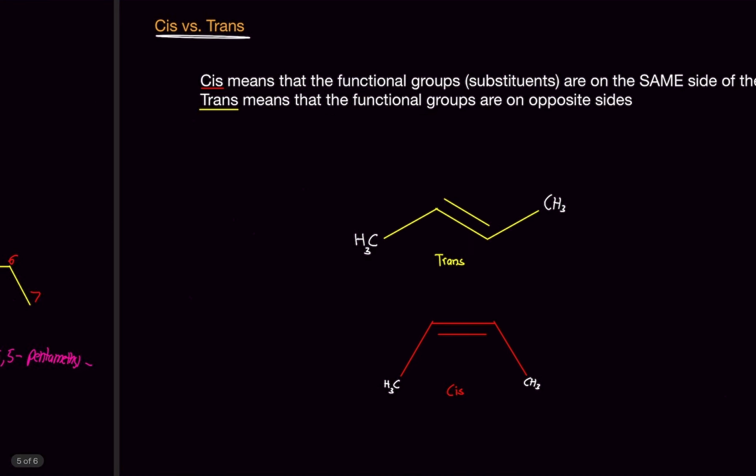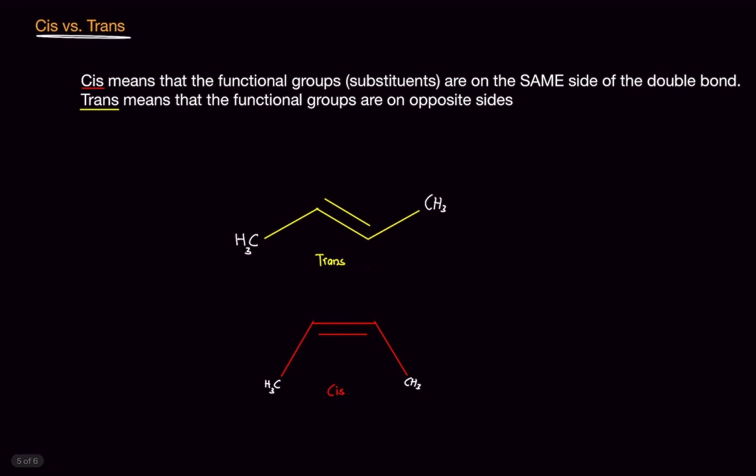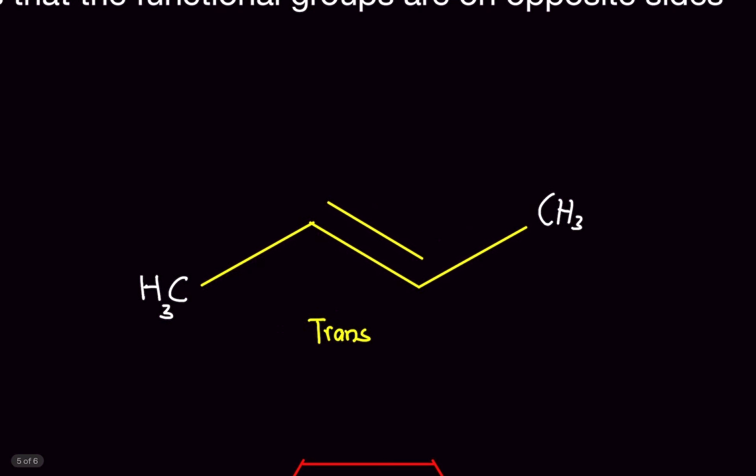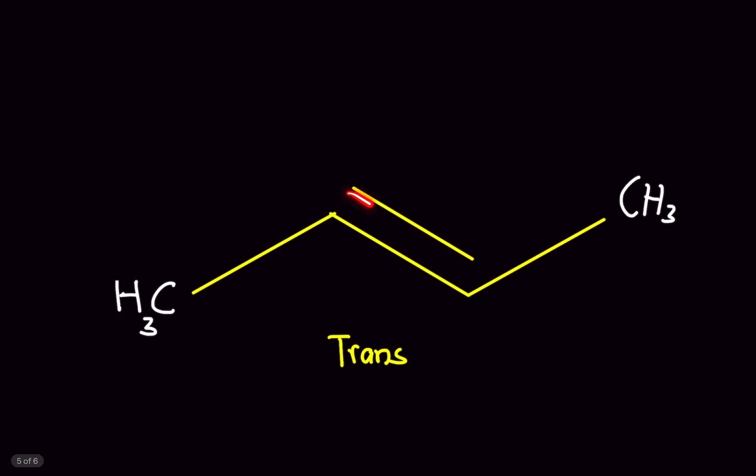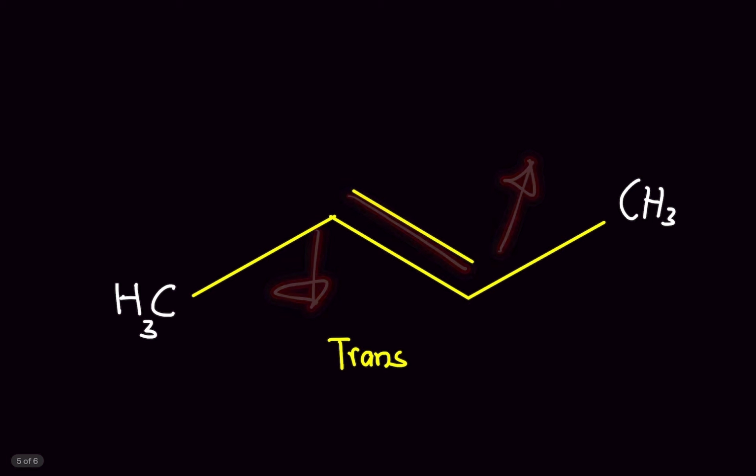But we're done. All right, cis versus trans. Yes, the sexual identities of alkenes. Cis means that the functional groups or substituents are on the same side of the double bond, and trans means that they're on the opposite side. So look, if you see here, this is trans. The reason is because we have the double bond here. We have one that's above the double bond and one that's below the double bond.